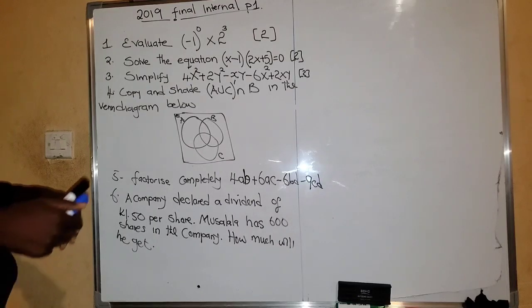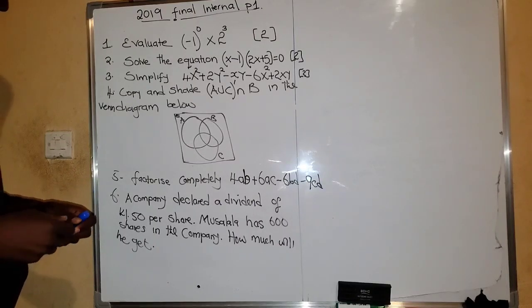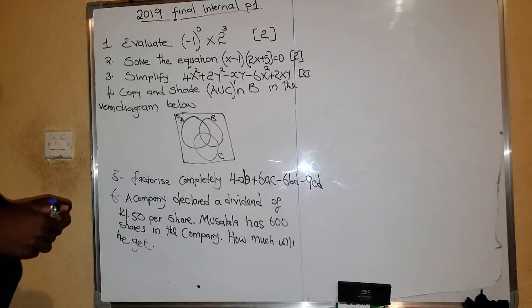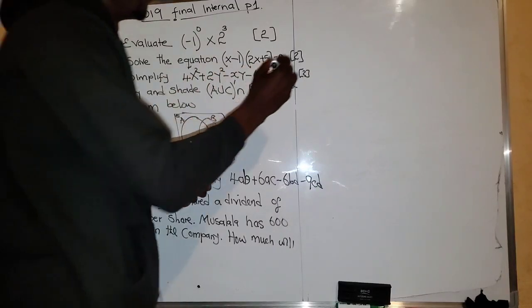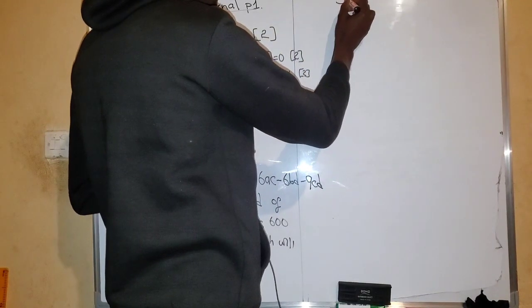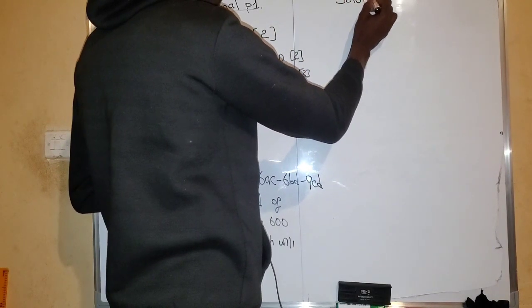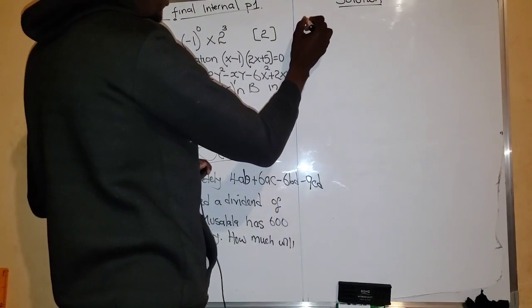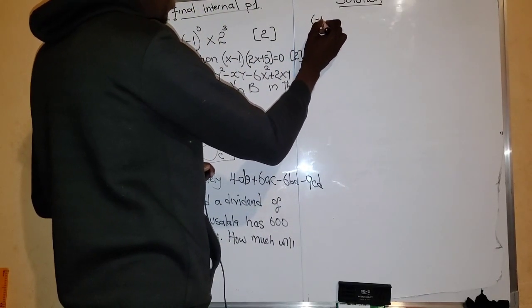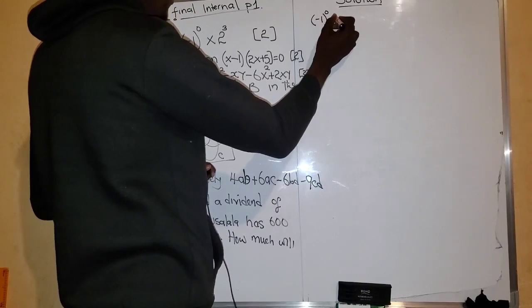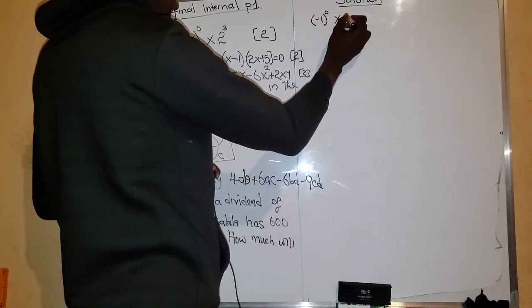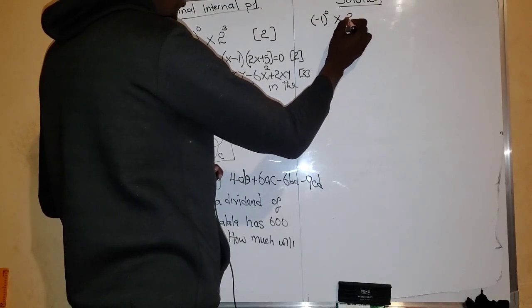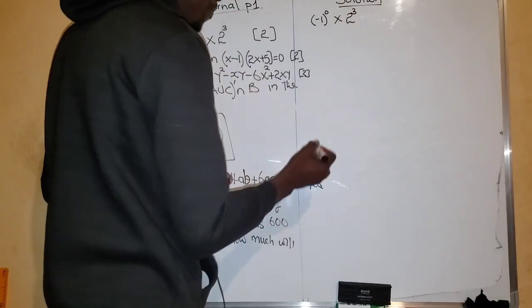Musala had 600 shares in a company. How much will he get? So with the first one, evaluate, that is -1 to the power of 0 times 2 to the power of 3.